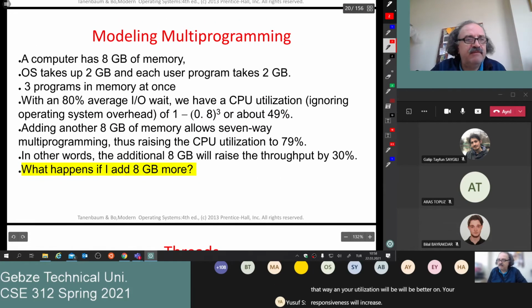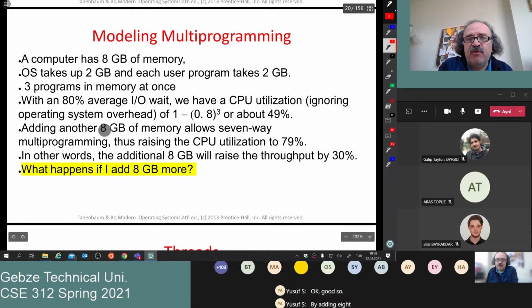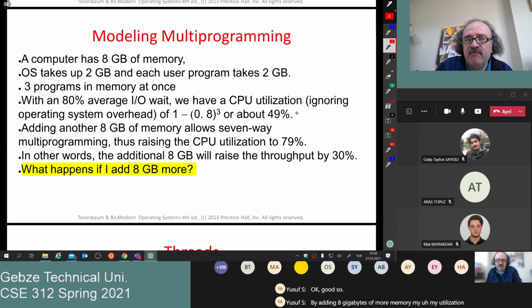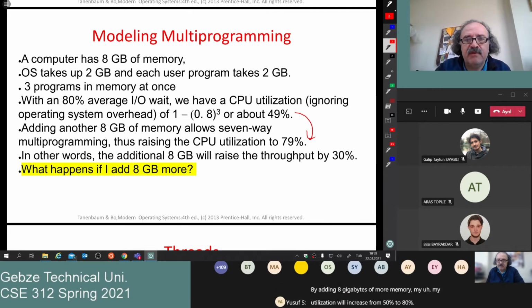Okay, good. So by adding 8 gigabytes more memory, my utilization will increase from 50% to 80%. So that's nice. That's a very good thing. 8 gigabytes more memory, 30% more CPU utilization.